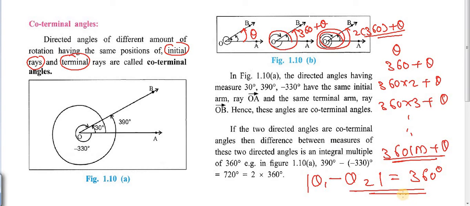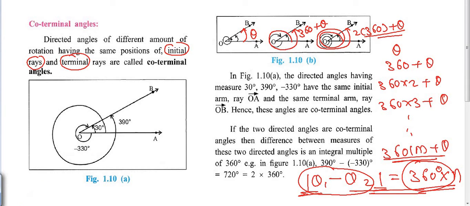Now what is the meaning of modulus? If you take a difference, the answer may be positive or negative. Whatever it is, you will have to take only the positive value. That is the significance of this modulus. And if the modulus of the difference between two angles is a multiple of 360 degrees, 360 into n, then the angles are coterminal angles.